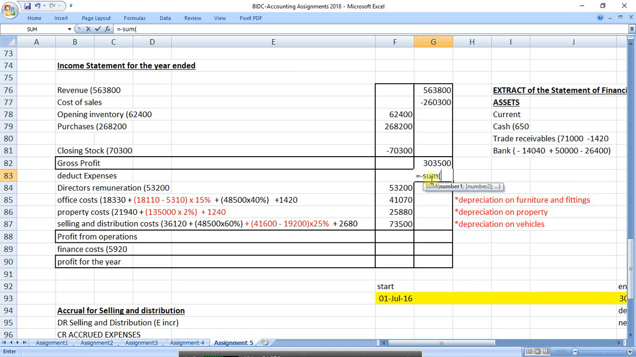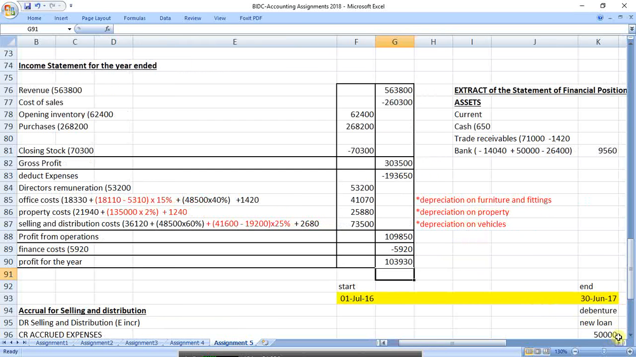Just double check your amounts. I'm obviously just adding them up here and then you can check. Just want to finish this first. Okay, finance costs. Okay, so that's the first part. Let's do the last bit here. 650.